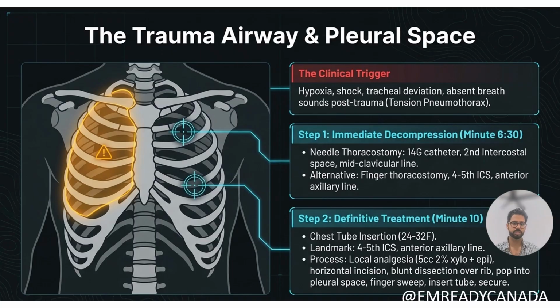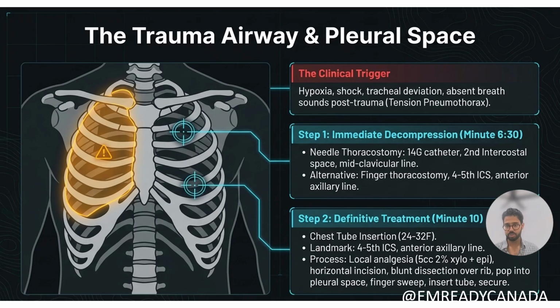So one of the first important things we need to do is recognize this and then act on it. So we need to do an immediate decompression, and this means before getting an X-ray, clinically based on your findings, do an immediate decompression, which is first and foremost a needle thoracostomy with a 14 gauge needle, second intercostal space in the mid-clavicular line, or you can do a finger thoracostomy, which is in the fourth to fifth intercostal space, anterior axillary line, and that is very important to recognize and act immediately.